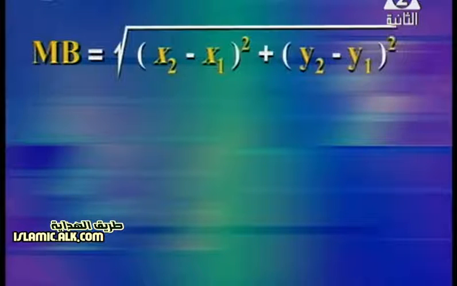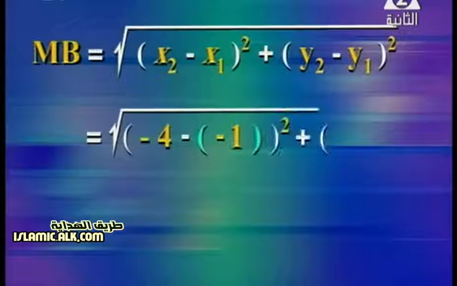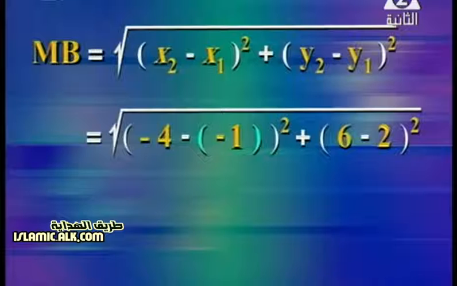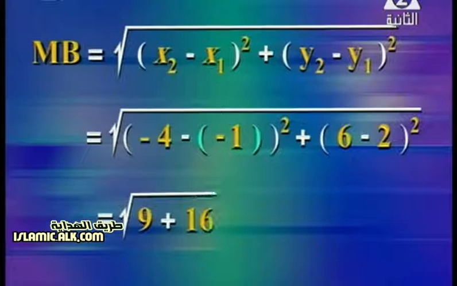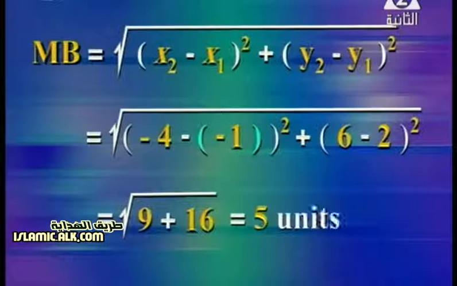What about MB? Exactly the same. Square root of (x2 minus x1) all to the power of 2 plus (y2 minus y1) all to the power of 2. By substituting, it is the square root of (negative 4 minus negative 1) all to the power of 2 plus (6 minus 2) all to the power of 2, to obtain a result of the square root of 9 plus 16, which gives 5 units. So MB will be 5 units.